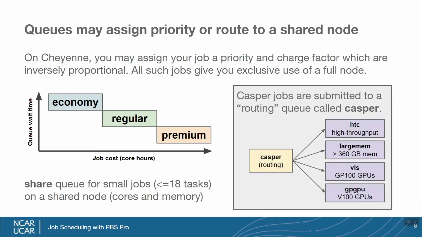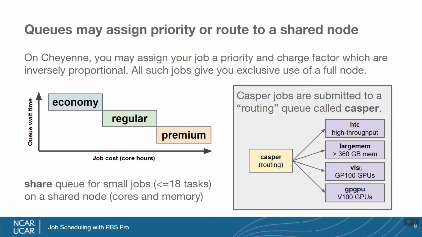Now Casper works a little bit differently. On Casper, we actually only have one submission queue, though that's not technically true anymore, and I'll mention that in a little bit. But there's one main submission queue, which is the Casper queue. This is what's called a routing queue. So you submit to this queue, but then your job actually gets routed to one of a number of execution queues where the job will wait, gain priority, and eventually run once it has access to resources.